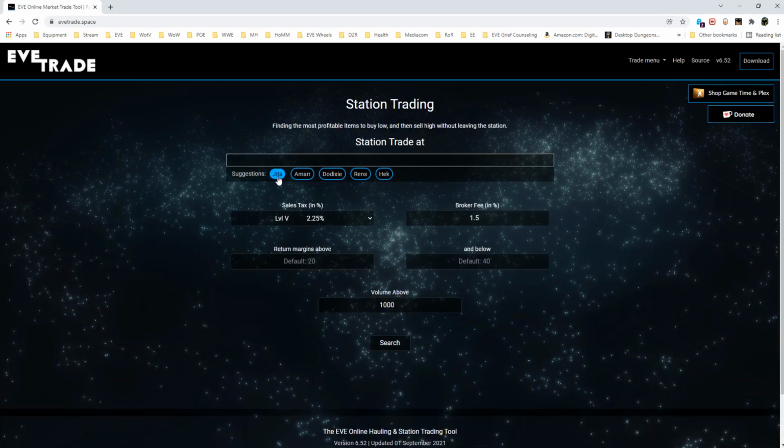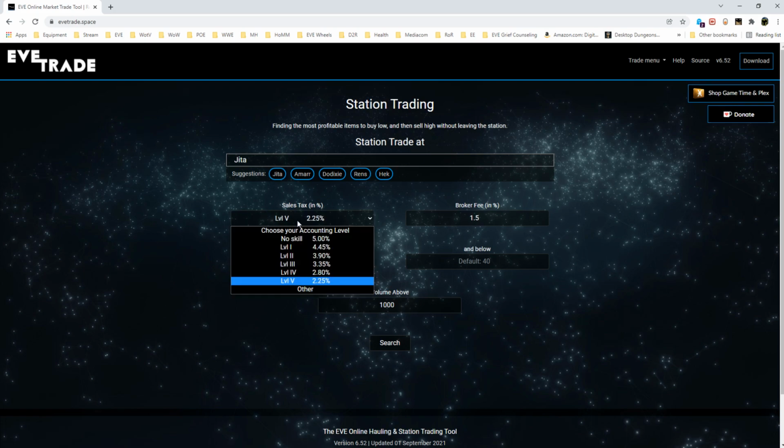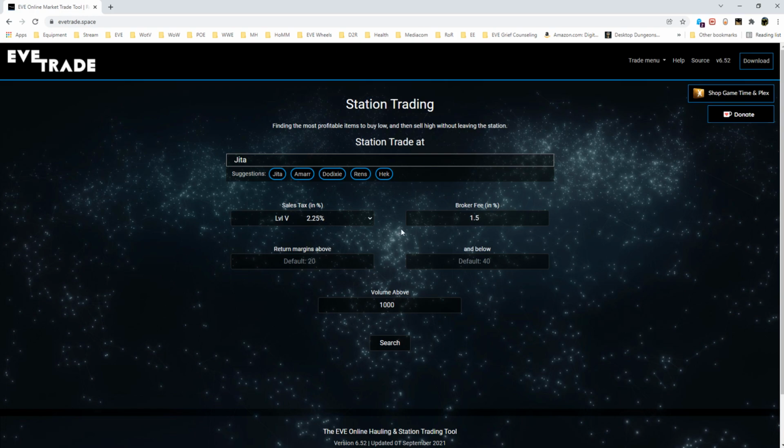So with single station, it gives you a couple of options. It tells you the main market hubs to trade in. We're going to select Jita for this character. You need to look into your skills and look at your current level of accounting. Your accounting skill will impact the margins.